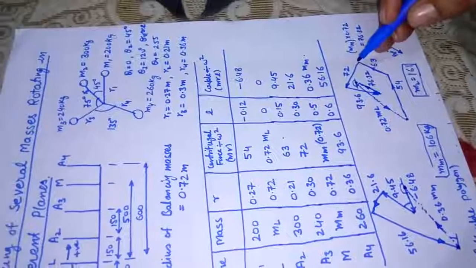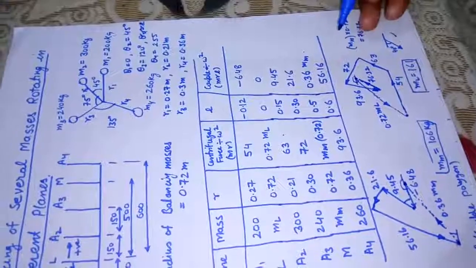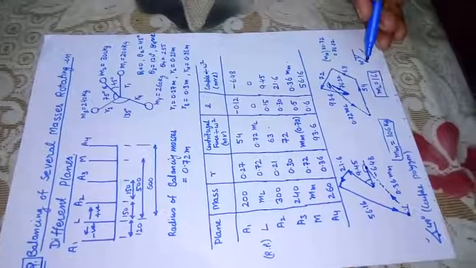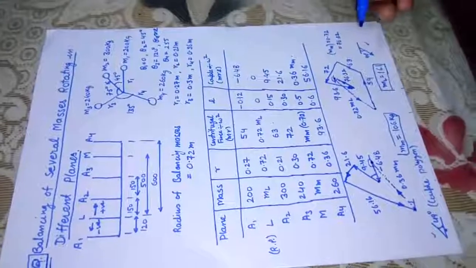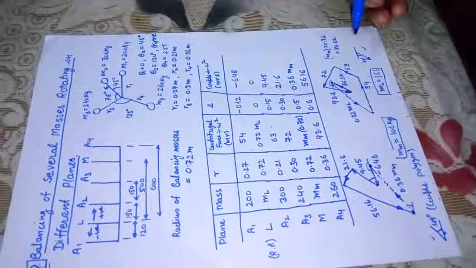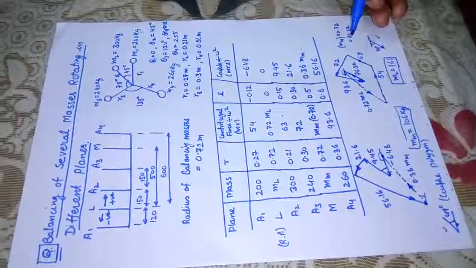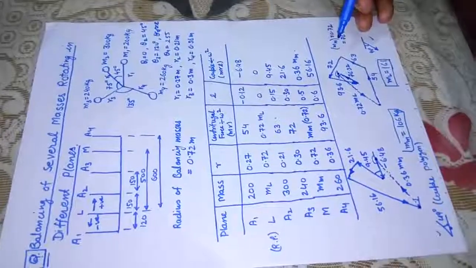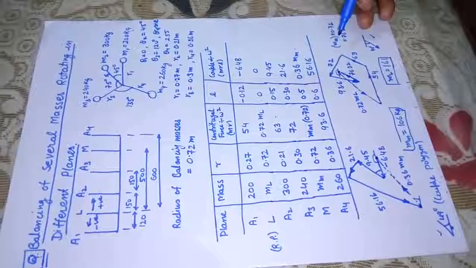So this is how we can solve the problem of several masses in different planes, and this method is applicable and easy for many kinds of problems. This is the fundamental of dynamic balancing through the graphical method, and this is how you can solve any kind of problem of masses in different planes.